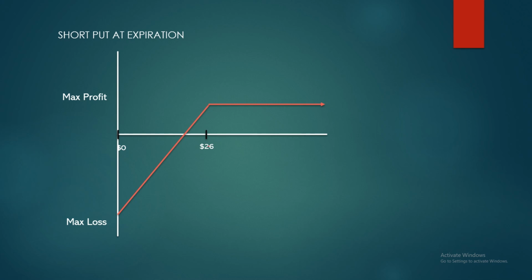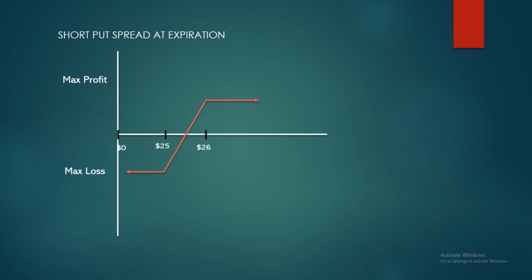So to manage that, they not only sell to open the 26 strike put, but they buy to open one that's a little bit more out of the money as a hedge. And that's going to turn this into a credit spread, where your max loss is much more manageable. And look at this guy. Isn't he cute? Oh, he's adorable.